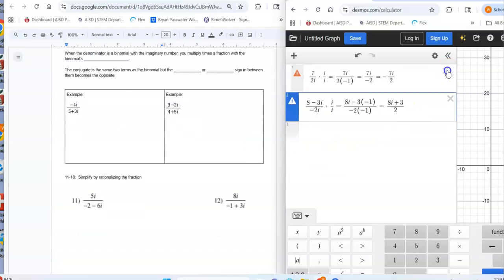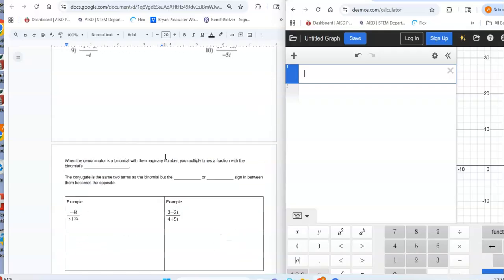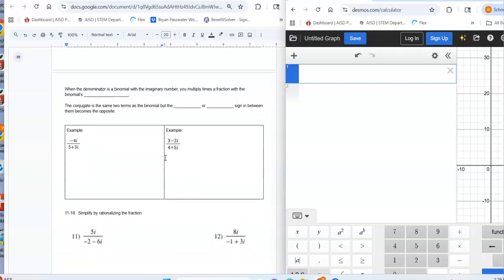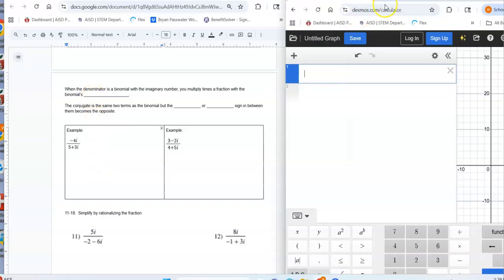All right, let's do something a little bit harder. When the denominator is a binomial with the imaginary number, meaning two terms, like you notice all these problems have two things on the inside, where you're adding or subtracting unlike terms, that makes it a binomial. You multiply times a fraction with the binomial's conjugate. That's the vocab word of today, conjugate.